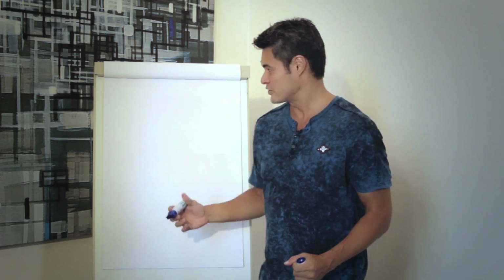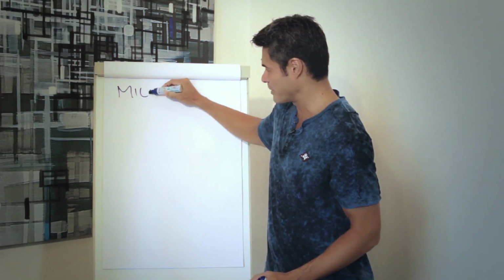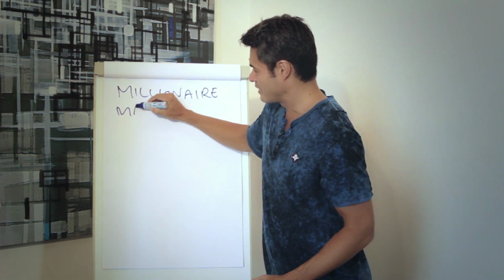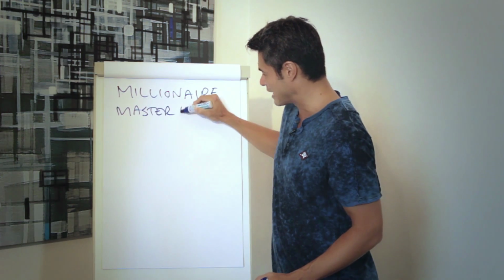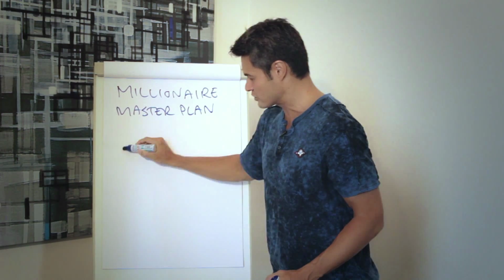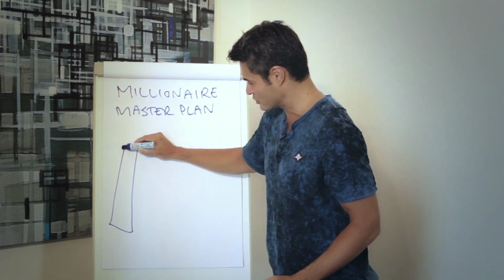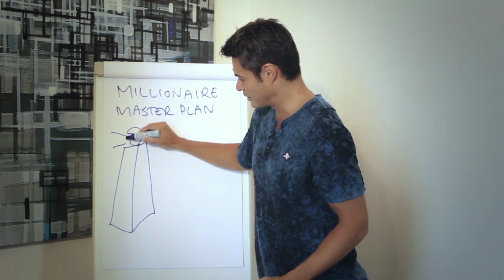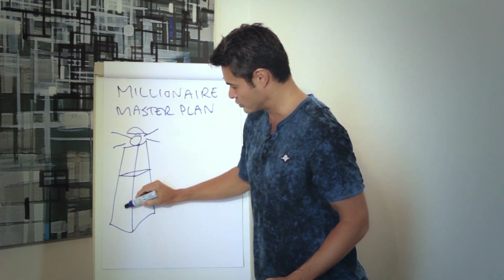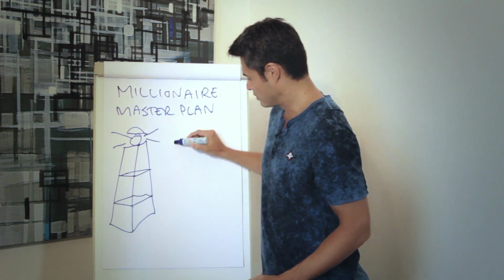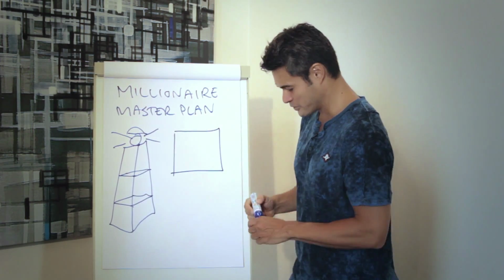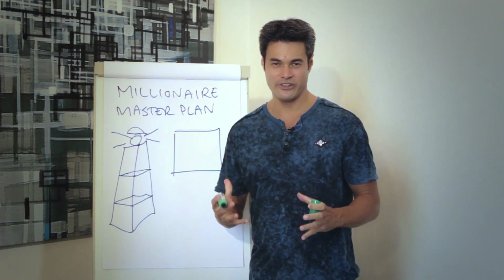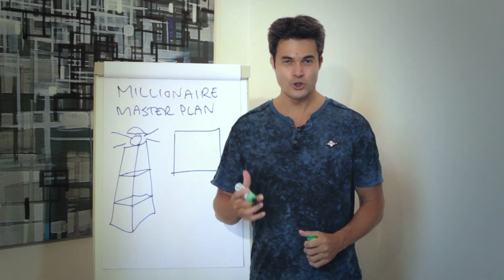So within the Millionaire Master Plan, as I mentioned earlier, there is a lighthouse. There are a number of steps within it, and on every one of the floors within this lighthouse, there are 8 different paths which link to this square here. I'm just going to go into the square in a little bit more detail now so we can see how it fits with where you are and where you're going.